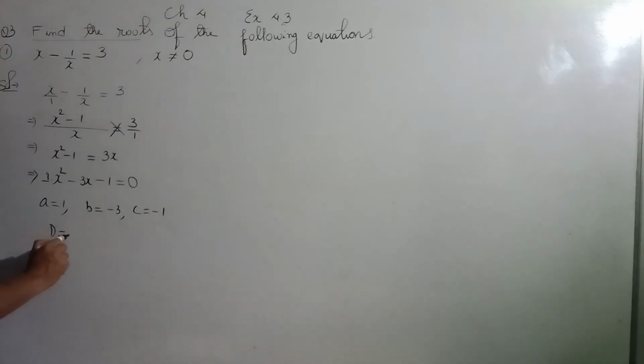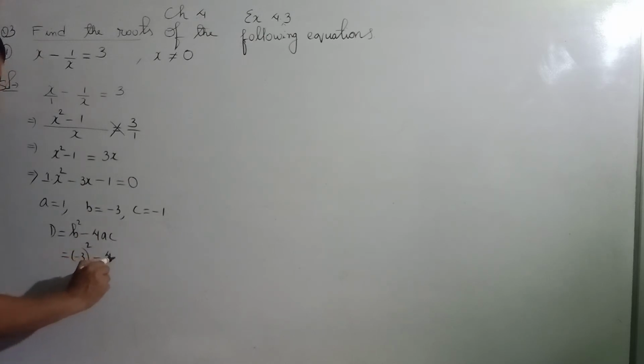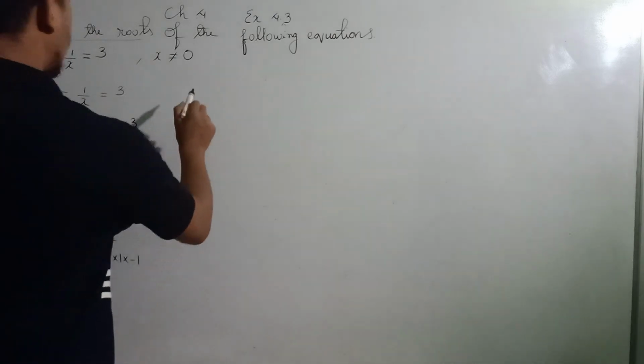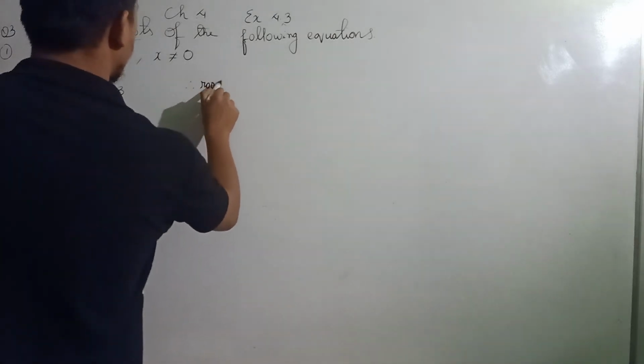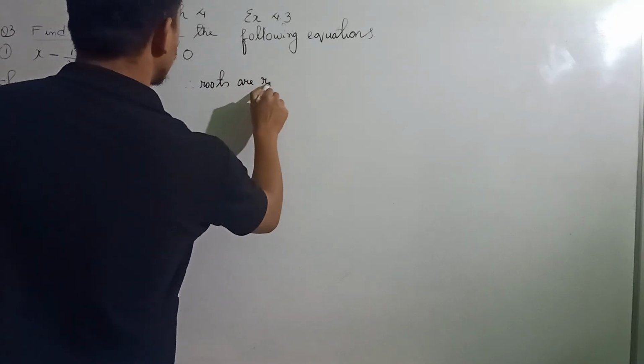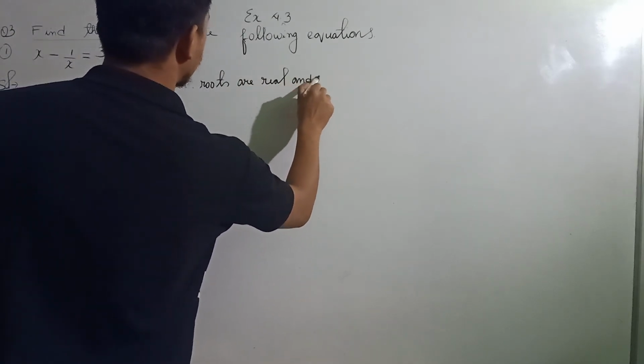So your discriminant will be b squared minus 4ac. b is minus 3, so minus 3 squared, minus 4 times a is 1, c is minus 1. Minus 3 squared is 9. Minus into minus is plus 4, which gives 13. 13 is greater than 0. So roots exist, they are real, and they are distinct. Therefore roots are real and distinct.